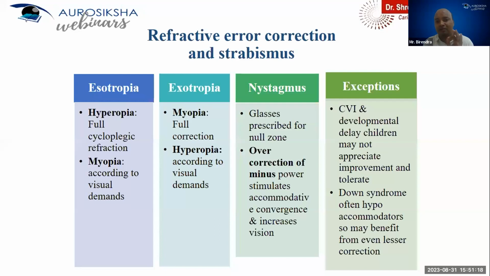Maybe in vision center settings, you will not prescribe for nystagmus and exceptional cases like CVI, because they need some extra attention and different types of charts to evaluate the visual acuity level. So this will be slightly different.